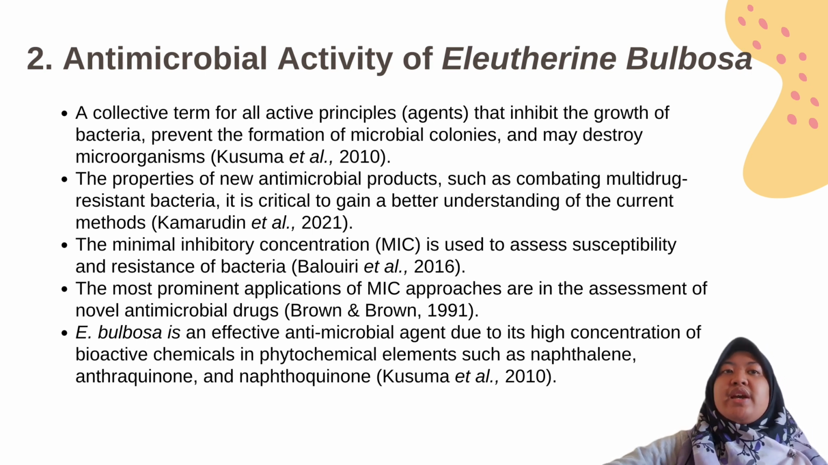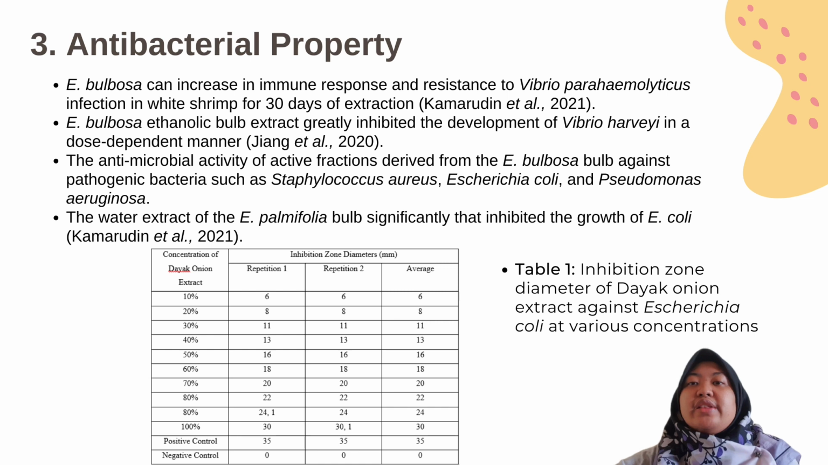E. bulbosa is an effective antimicrobial agent due to its high concentration of bioactive chemicals in the phytochemical elements. The antibacterial properties of the E. bulbosa can increase immune response and resistance to the Vibrio parahaemolyticus infection in white shrimp for the 30 days of extraction. The E. bulbosa ethanolic bulb extract greatly inhibited the development of Brevibacillus in a dose-dependent manner.